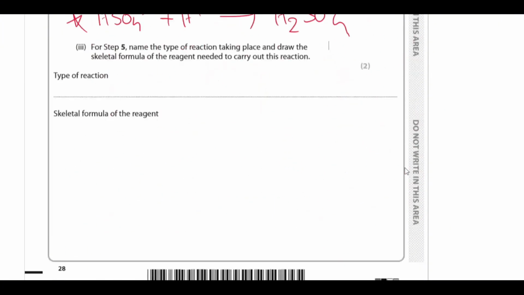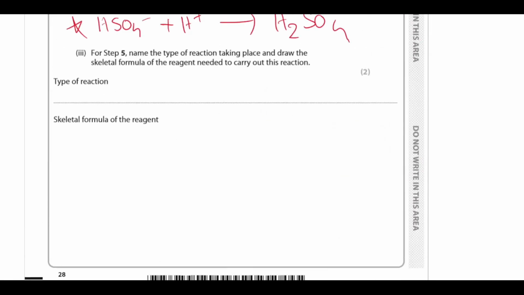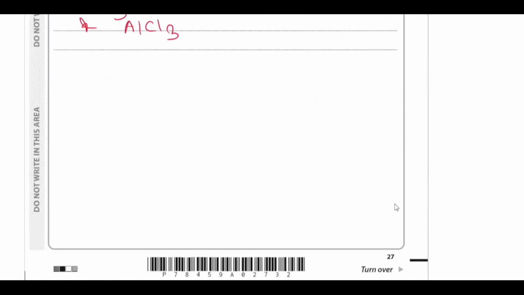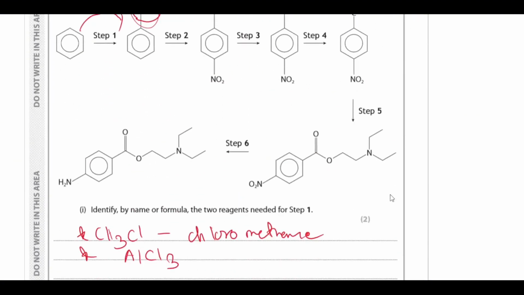Okay. Moving on to the next question, they say here for step 5, name the type of reaction and draw the skeletal formula of the reagent needed to carry out this reaction. Now, if we clearly see in step 5 down here, what is happening? We can clearly see an ester group is getting added. That means the reaction will be esterification.